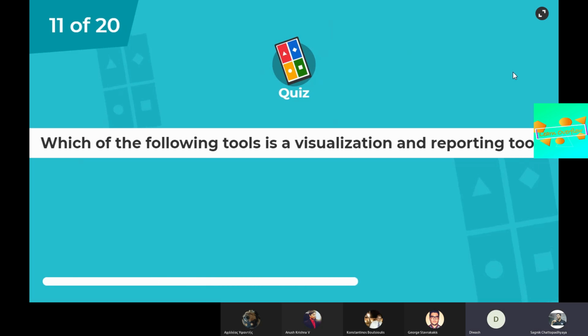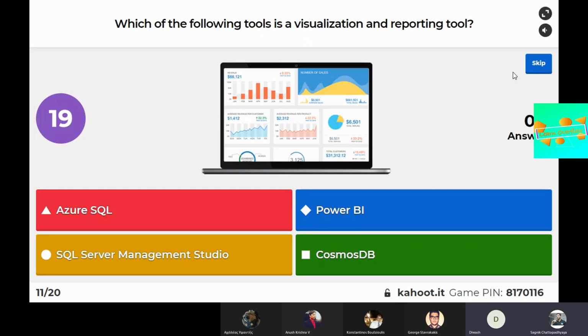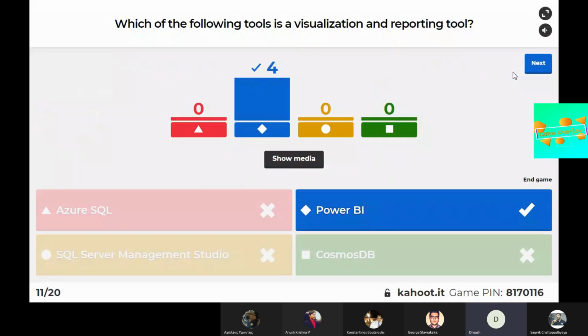Which of the following tools is a visualization and reporting tool? Azure SQL, Power BI, SQL Server Management Studio, Cosmos DB. It's a clear answer that Power BI is used for visualization and reporting. It's in the last learn path, so it's okay. And the others are of no use here.